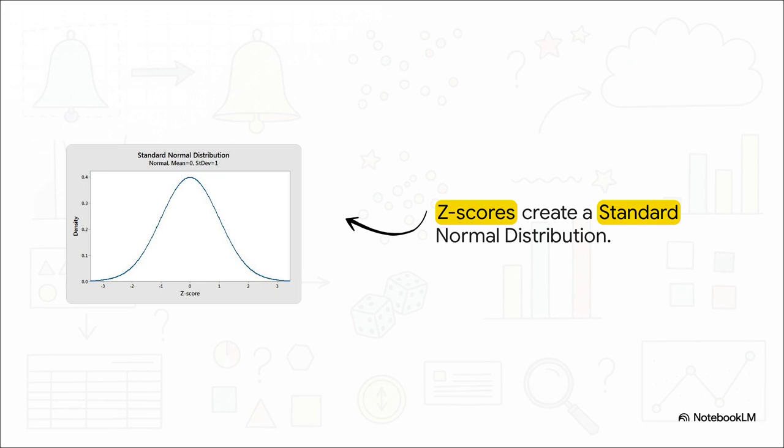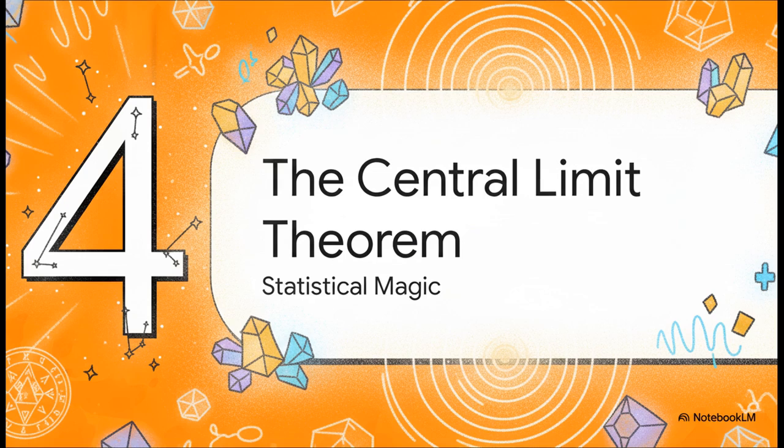By converting our raw data into what we call z-scores, we create a standard normal distribution. This is a very special curve where the mean is exactly 0 and the standard deviation is exactly 1. It creates a universal scale, which lets us effortlessly compare entirely different sets of clues against one another. It's brilliant.